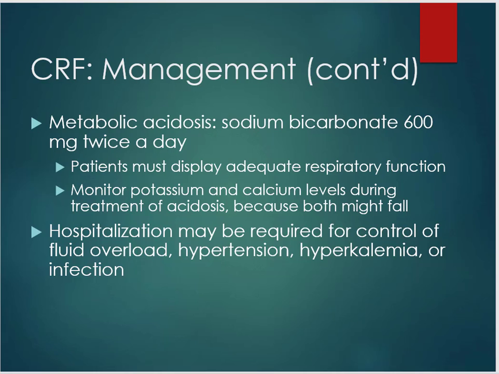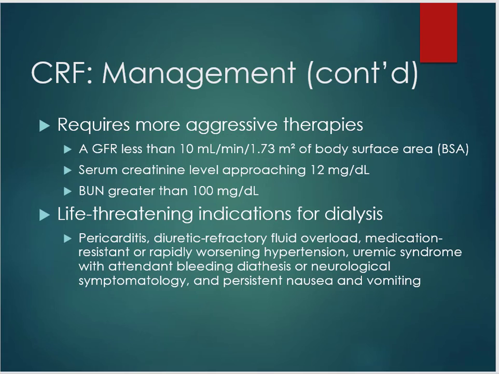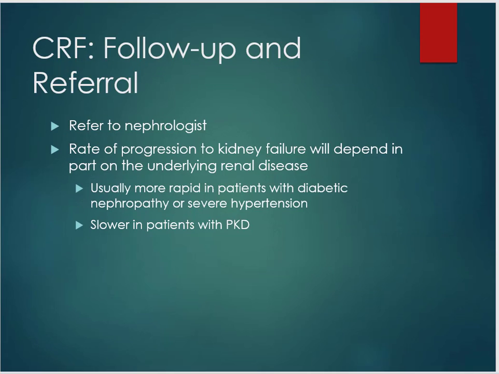If you have a GFR that's less than 10, a creatinine approaching 12, or a BUN greater than 100, more aggressive therapies are required, and these would be indicating dialysis, and you would likely be having your patient admitted and consulting a nephrologist. So progression of kidney failure is going to be dependent on the underlying type of kidney disease that it is, and then kidney disease is more rapid with those that have diabetic neuropathies or severe hypertension, and slower in patients that have polycystic kidney disease.